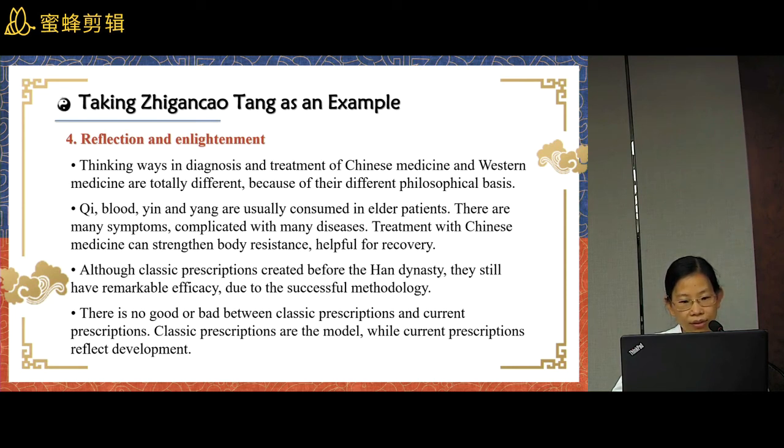Secondly, elderly patients usually suffer from consumption of qi, blood, yin and yang. So clinically, they have more complicated diseases and more symptoms. Integrated Chinese and Western medicine can help patients build up vital qi and eliminate pathogenic factors. Certainly, in terms of classic prescriptions, even though they appeared before the Han Dynasty, they are still effective in today's clinical practice. The key is methodology. The way we see the nature, the human body, the diseases is effective.